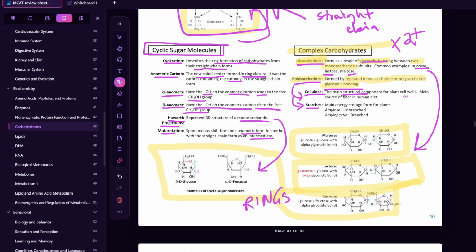Cellulose is a structural component of plant cell walls, and the main source is fiber in the human diet. And then starches are the main energy storage form for plants. So amylose is unbranched and amylopectin is branched. So amylose and amylopectin are the types of starches.